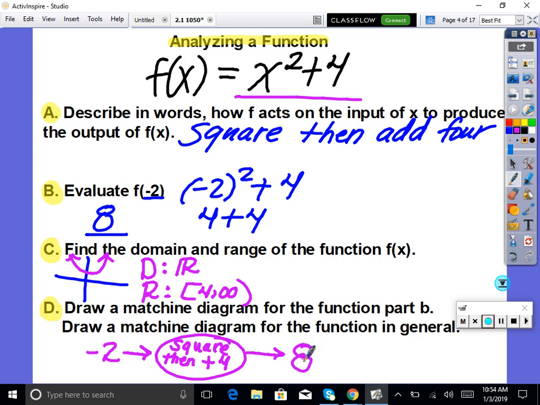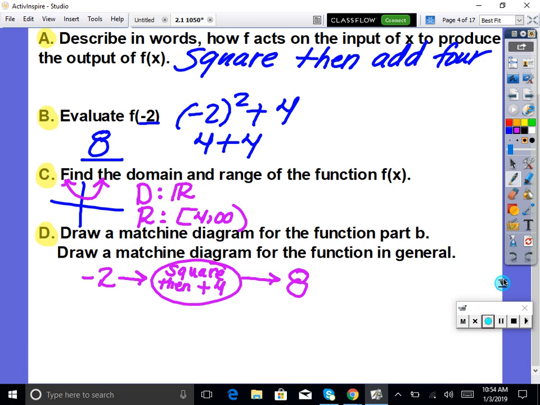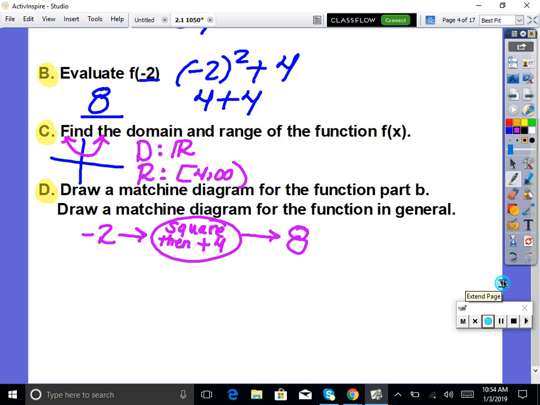That's how they want you to draw a machine diagram. Now they draw it all fancy. It says draw one in general. They make their machine all fancy, like they go like this. It's going to go in this little hole and then spit out here.